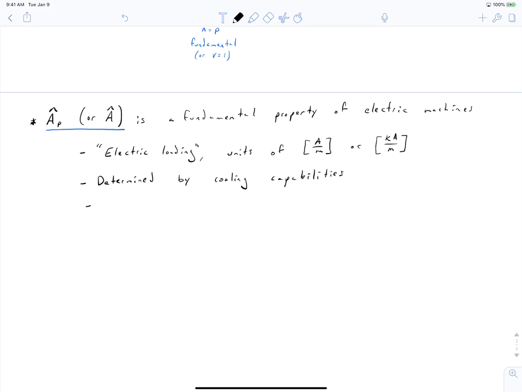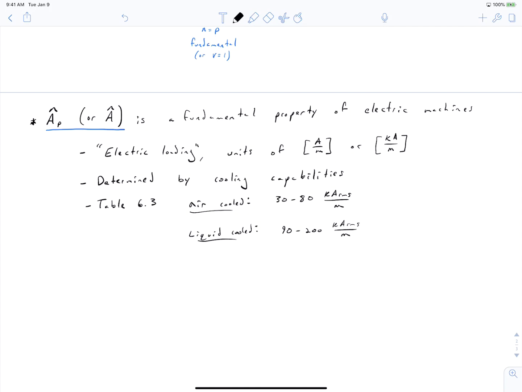And so I'm going to refer you to your textbook. Table 6.3 gives a range of typical achievable electric loadings for different cooling situations. And the table will show you that typically for air-cooled machines, you can achieve between 30 and 80 kiloamps RMS per meter. And if you're using liquid cooling, you can usually get between 90 and 200 kiloamps RMS per meter.